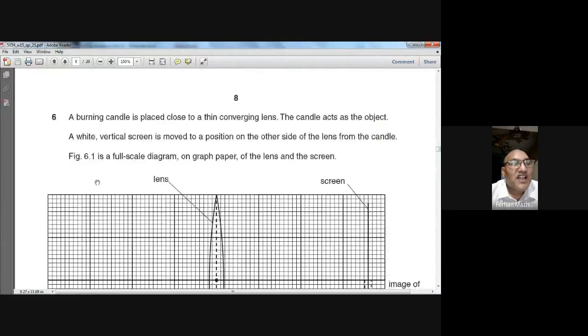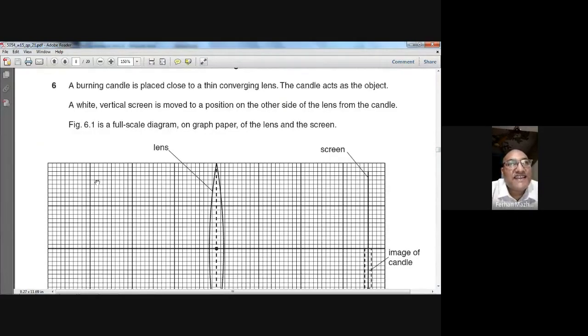Okay. Now we are moving to question number 6. A burning candle is placed close to a thin converging lens. The candle acts as the object. A white vertical screen is moved to a position on the other side of the lens from the candle. Figure 6.1 is a full-scale diagram on graph paper of the lens and the screen. Okay. Let me reduce the size so you can see that.